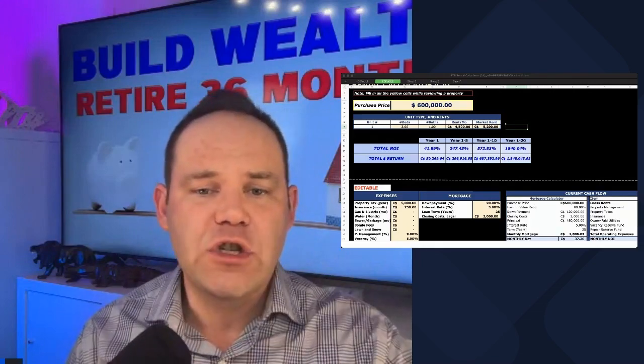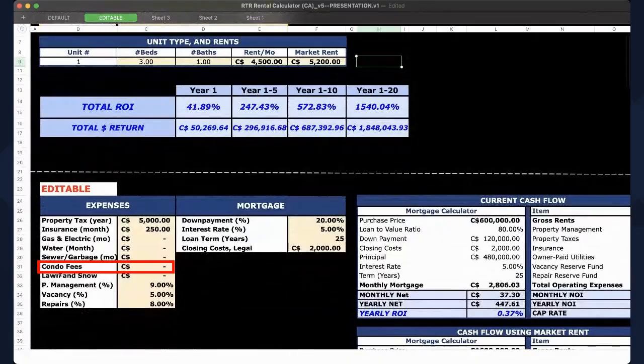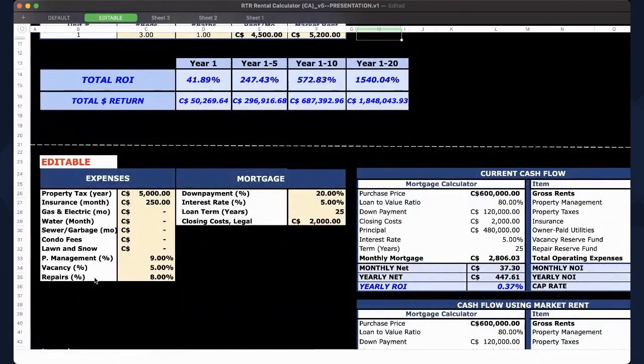It's up to you. In addition, when it has condo fees, if you're in the US, this is what they would call homeowners association fees. Lawn and snow, obviously, if you're in the north of the United States or in Canada. Property management, 9%, vacancy 5%, and repairs 8%. A couple things that we have to talk about with that.